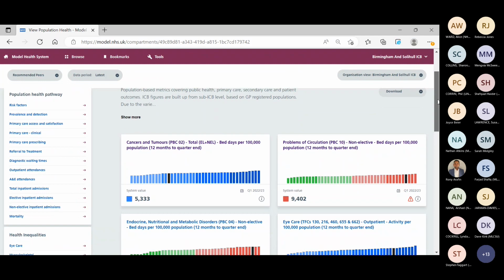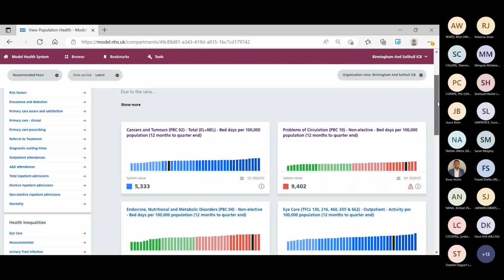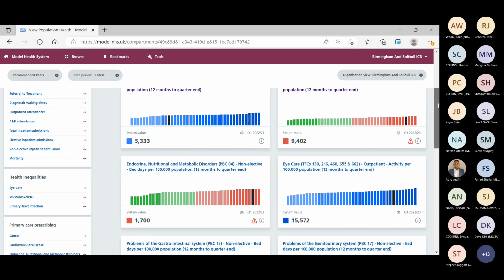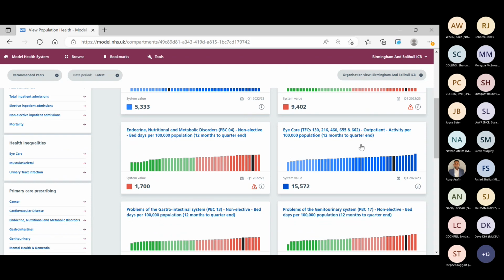As I say, there's a range of key metrics, headline metrics that have been selected. These are program level, so based on the program budgeting category view of bed days. Largely speaking, we've selected non-electives and RAG rated those, but for some, for example eye care, we've taken a different approach because the majority of the activity there is outpatient based. So we've just included the outpatient attendance per 100,000 population instead.